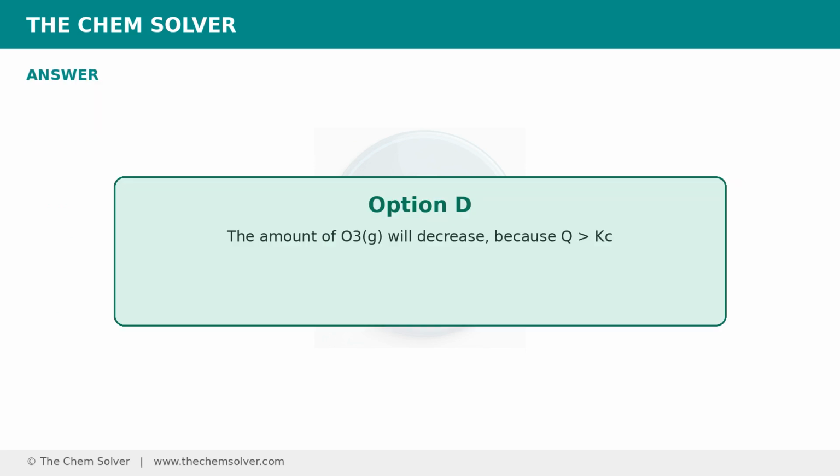The correct answer is option D. The amount of O3 will decrease because Q is greater than Kc.